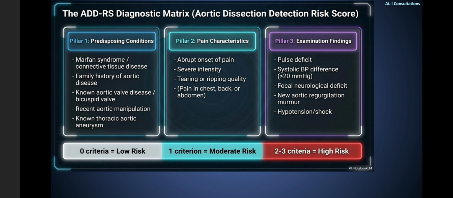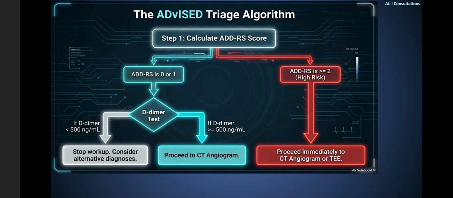Then, physical exam findings. Is there a pulse deficit? Is there a systolic blood pressure difference of 20 millimeters of mercury? Is there a focal neurological deficit? A new aortic regurgitation murmur? Is there hypotension or shock? If there are no criteria, the patient is low risk. One criterion, moderate risk. Two to three criteria, high risk.